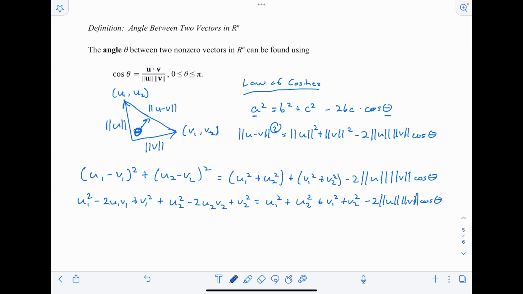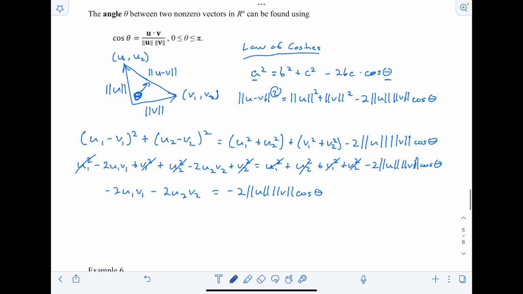Looking at what we have, I have a U1 squared on the left and a U1 squared on the right. Those cancel. I have a V1 squared on the left and right. Those cancel. The same goes for U2 squared and V2 squared. So at this point, what I have left is negative 2 U1 V1 minus 2 U2 V2 equals negative 2 magnitude U magnitude V cosine of theta.